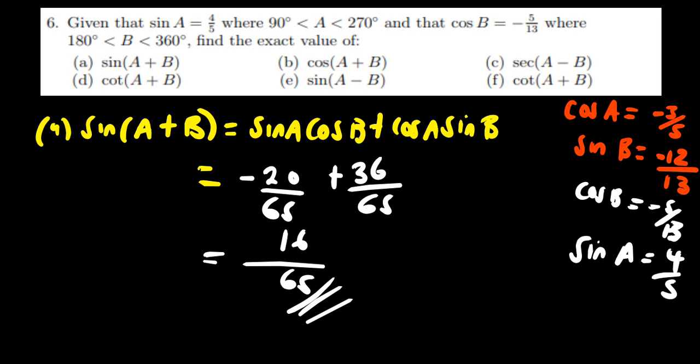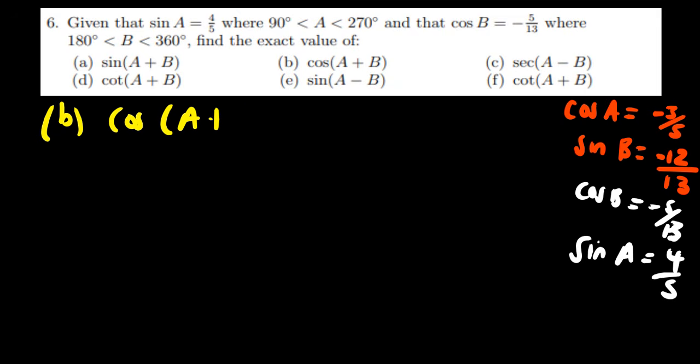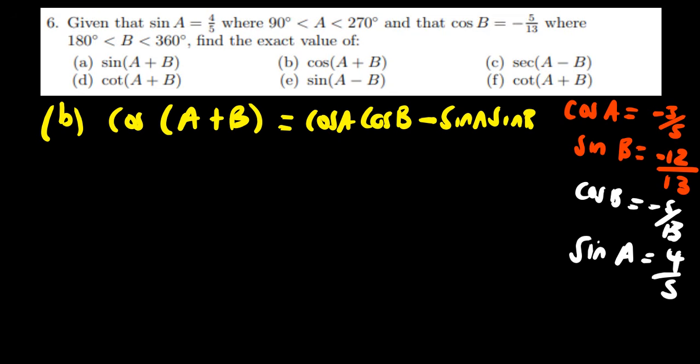So let's solve the next question. Okay, because we got everything now, so we're finding b. B is cos a plus b, and you know that cos a plus b is just the same as cos a cos b. For cos, the sign changes, so it will be minus. Then you're going to say sin a sin b. Okay, so let's just do that. So what are we going to have?